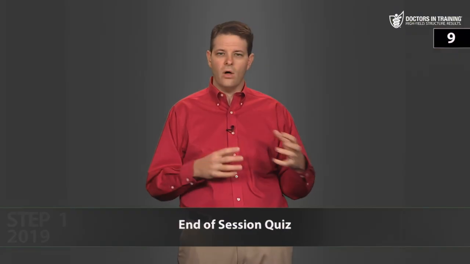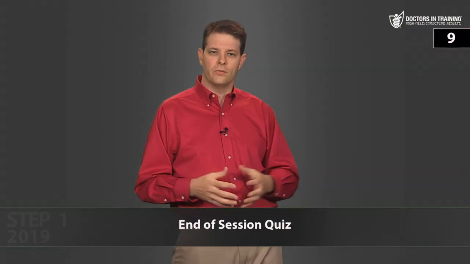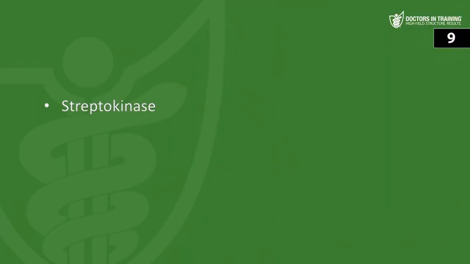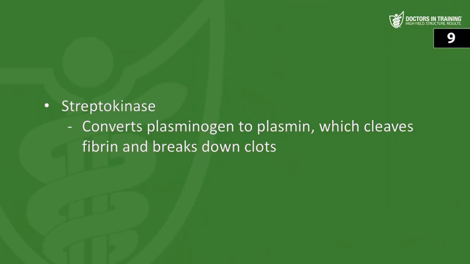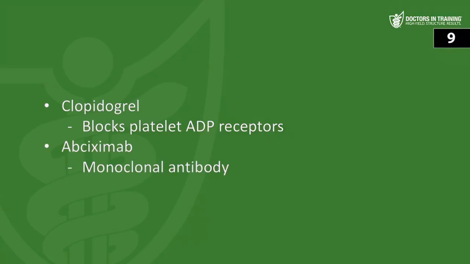So we've mixed all the antiplatelet drugs and the anticoagulant drugs together in this question for review. So streptokinase is a thrombolytic, which converts plasminogen to plasmin, which cleaves fibrin and breaks down clots. So it lyses clots. It's a thrombolytic. Aspirin irreversibly inhibits COX-1. Clopidogrel blocks platelet ADP receptors. Abciximab is that monoclonal antibody that binds to glycoprotein 2B3A on the surface of platelets.